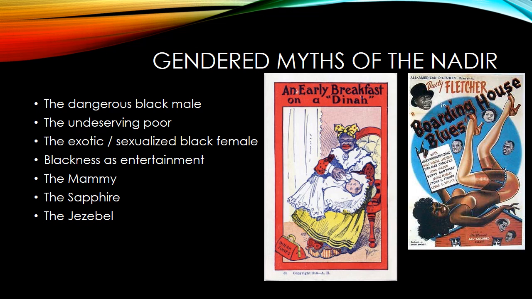Then we have the sapphire. The sapphire has become the stereotype today of the angry black woman. Where this comes from is that the expectation under slavery and for white supremacists is that black people would stay in their place, that they would be quiet, that they would enjoy their position in society, that they wouldn't cause too much trouble. And a similar expectation existed around women, right? Women were supposed to stay in the home and they were supposed to obey their husbands and so forth.